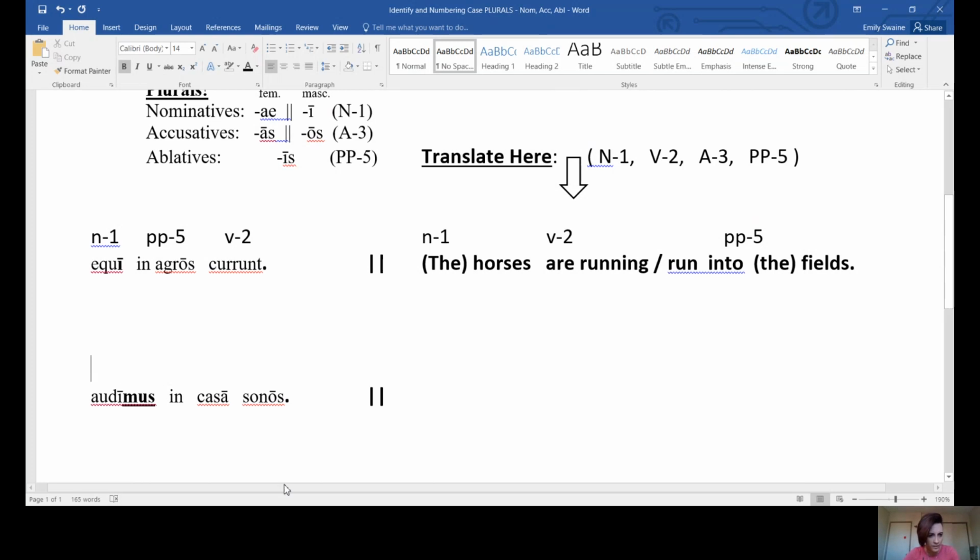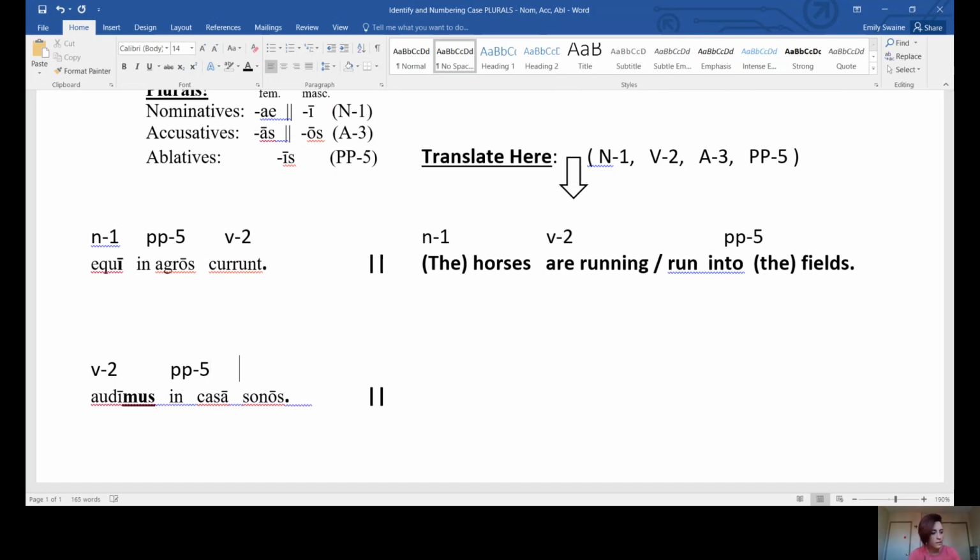Well, kind of. Anyway, the point is that audimus is our verb. Okay. So when I said kind of that it's not our subject, well, let's just keep going. Okay. So we know audimus is our verb. All right. In, it's a preposition again. Okay. So we know that in casa is a prepositional phrase. So we're going to do it PP 5.